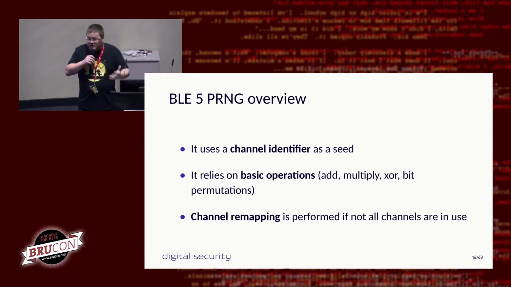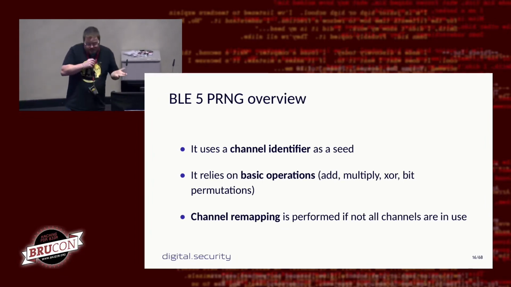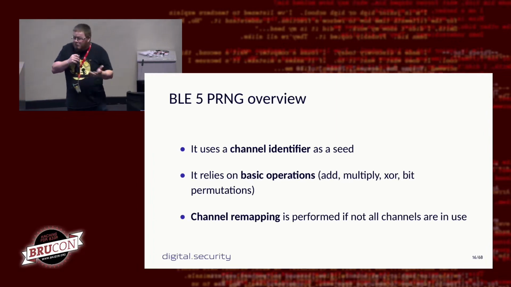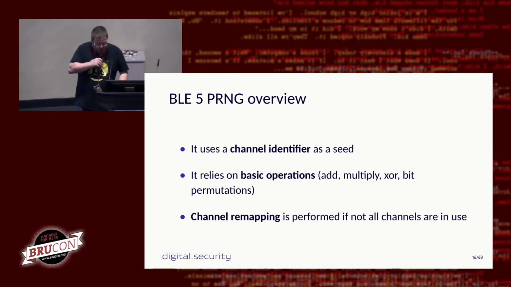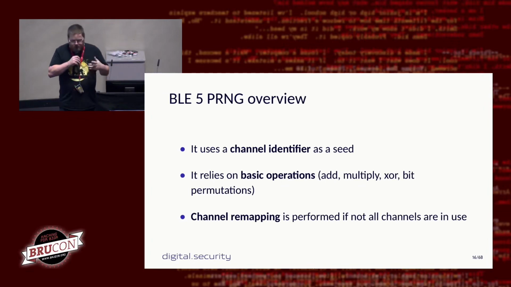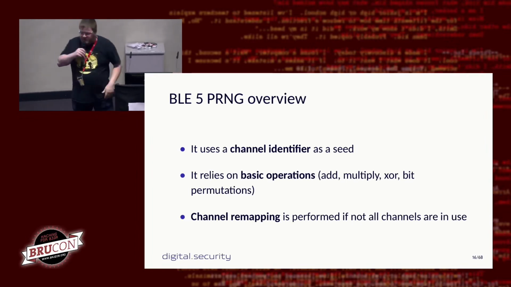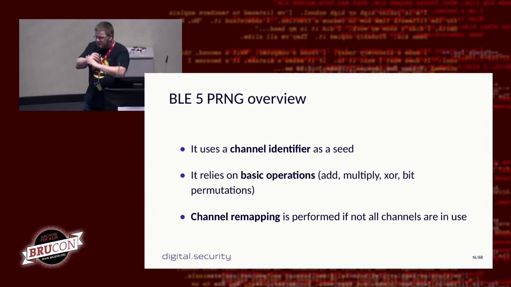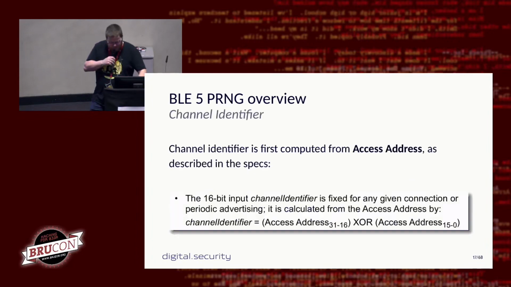This PRNG has been designed to be very easy to implement because you have to implement this in very tiny devices with small computation power. So you need to keep it simple. It's based on additions, multiplications, XOR, bit permutations, so this is very easy to implement. And of course, there is also channel remapping, because if your channel is very crowded, then you can decide not to use this channel and keep the other ones working. This is a very specific feature of the BLE protocol. I won't cover this in this talk, but you have to keep it in mind.